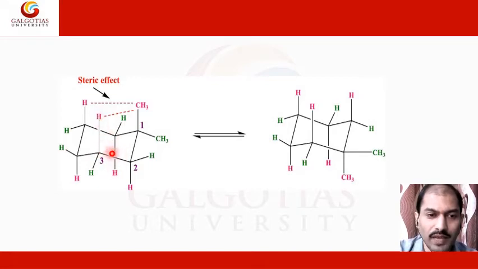If you just imagine the 3D structure of this flat structure, this hydrogen is above the plane, and this methyl group is also above the plane. So this interaction is there. It can flip like this, as we discussed in the earlier lecture. Even after the flip, again this kind of 1,3 interaction will always be there.